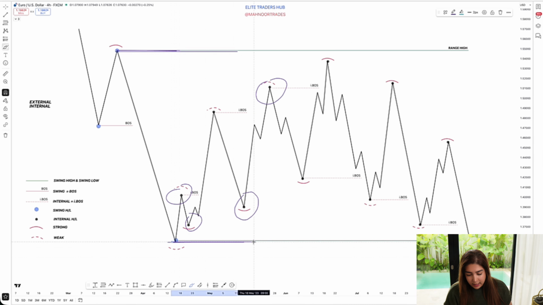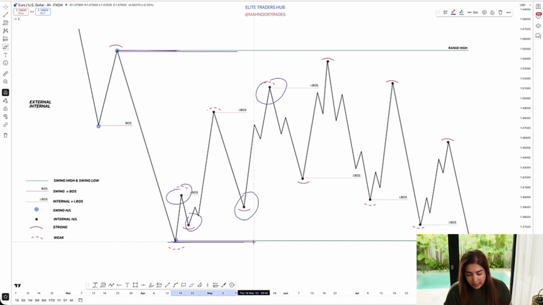Now, just looking at this one here, we have our swing high, which is the strong swing high. Why is it a strong swing high? Because it is responsible for the break of structure to form a new low. Once that is done, price starts to range in between these 2 points and starts to create internal swing highs and lows, right? So you had a higher high, a higher low, gives us an internal break of structure.